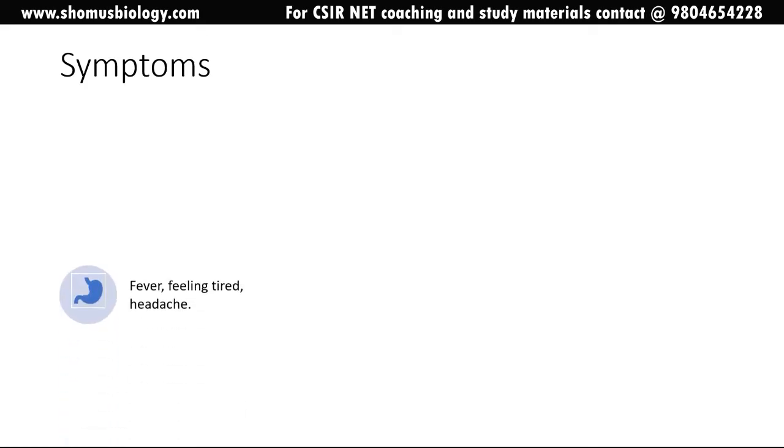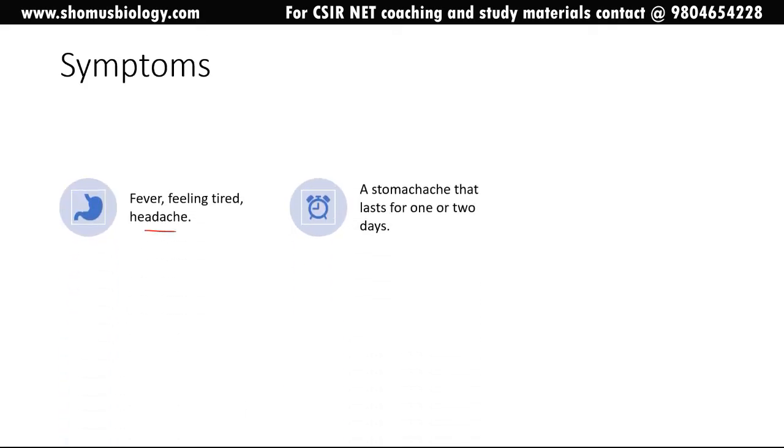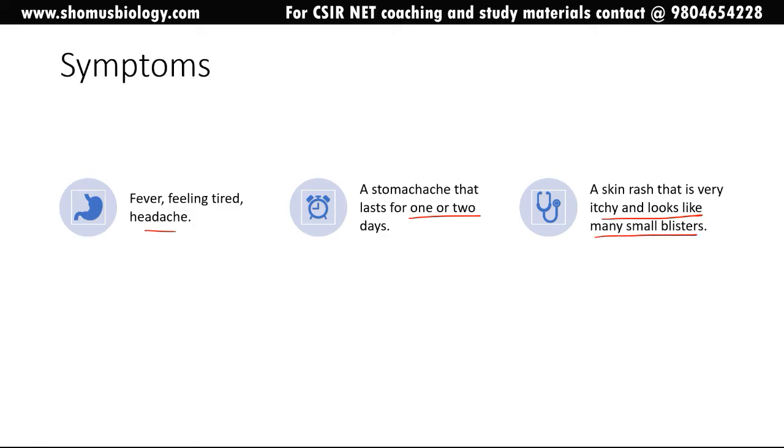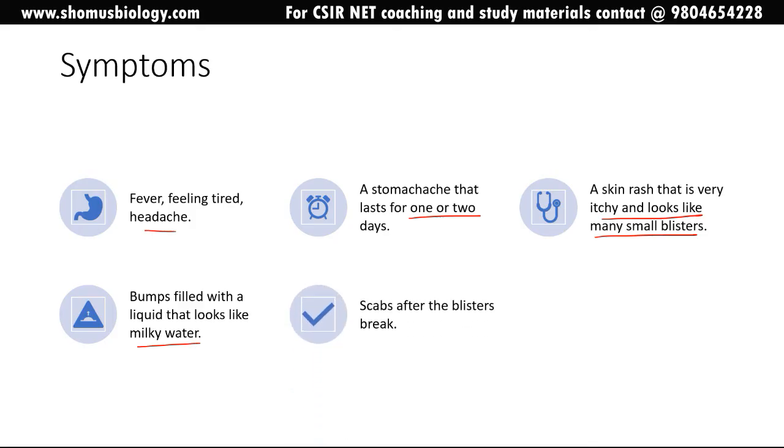What are the symptoms? Fever, feeling tired and headache, a stomach ache that lasts for 1 to 2 days, a skin rash that is very itchy and looks like many small blisters, bumps filled with liquid that looks like milky water, scabs after the blisters break, and skin that looks blotchy. The symptoms are very visible, and it requires hardly any diagnostic tool to detect it. Simply by looking at a person you can tell that the person has chickenpox. Very distinctive symptoms are always there.